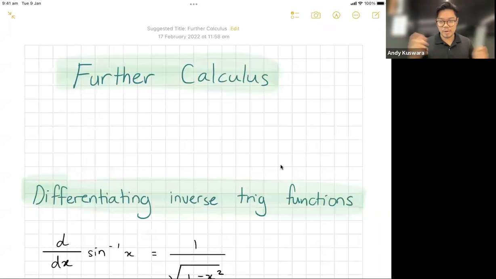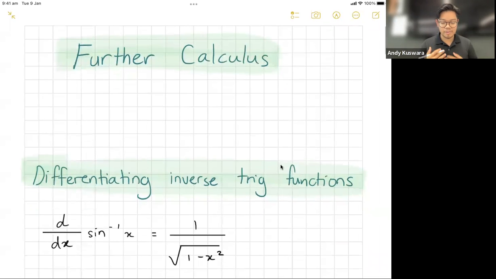Well, basically, we're starting a new topic. It's going to be further calculus. And so the first step here is we're going to learn how to differentiate and integrate inverse trig functions. Okay, so there we go. We're here. We're good. So we're learning how to differentiate inverse trig functions.